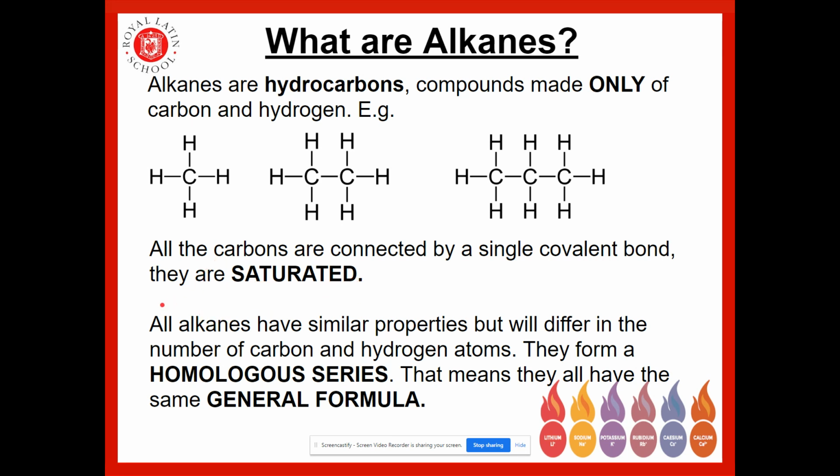All alkanes have similar properties, but they'll differ by the number of carbon and hydrogen atoms. They form something called a homologous series. That's the family name for a type of compounds. They all have similar features. They react in similar ways, but they only differ by the number of carbons. So all of these up here are part of the homologous series of alkanes, because they've got carbon and hydrogens and only carbon-carbon single bonds. They all have the same general formula. That means the number of carbons in relation to the number of hydrogens is the same for all of them. We're going to come on to why, and what that formula is, in a little bit.